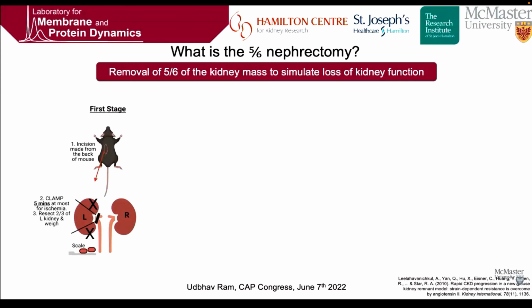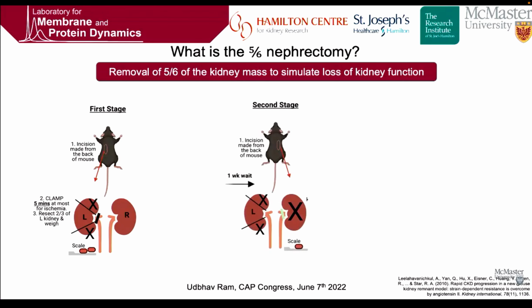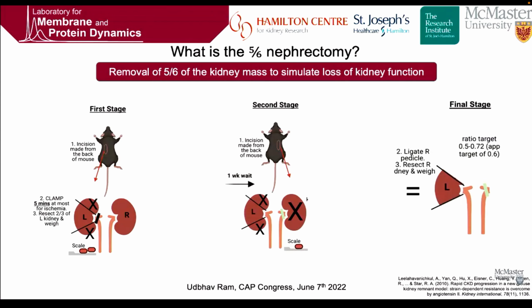And of course we do this in mice models because it's not feasible to do this in humans. The first step is to remove 2/3 of the left kidney of a mouse. Following this, about 1 week later, we remove the entire right kidney. So by the end, we've removed about 5/6 of the total kidney mass. And here we want to aim to have our left kidney be resected at a mass ratio of 0.6. I'll explain why this is important in the next slide.